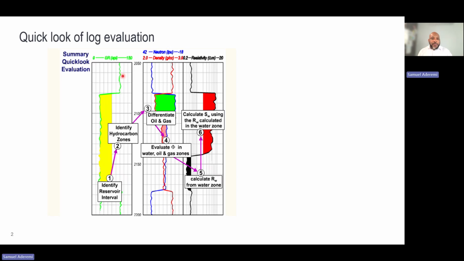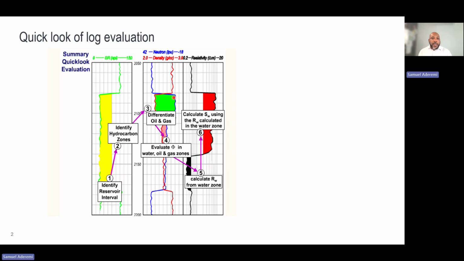Once we have identified the potential reservoir interval, we now need to identify the potential hydrocarbon bearing zone within this interval. So we can use the neutron and the density log in order to achieve this. And what we are looking at here is the neutron log. Of course, it increases this way, while the density increases the other way around. So what you have seen here in the shale is high neutron log and high density.